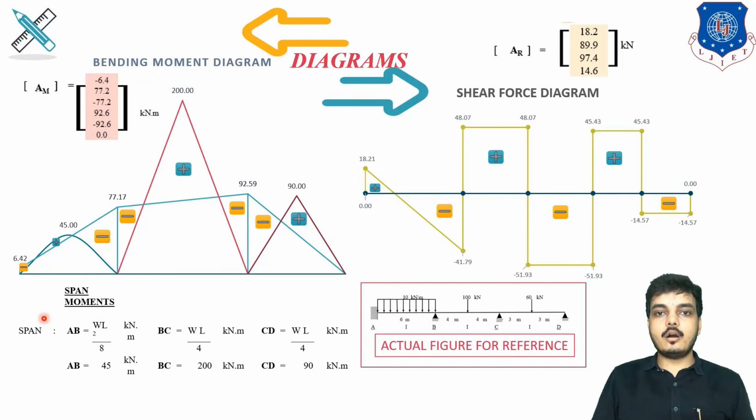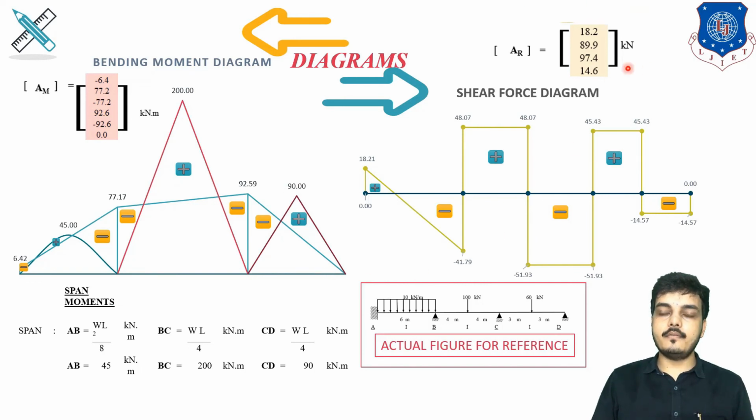So I would like to recall how to draw this diagram. First of all, from the left hand side we have to check it should be minus so upward, and right hand side it should be plus so upward. So left, right, left, right, left, right. So like this we can draw this figure. For UDL, parabola. For point load, it is triangle.